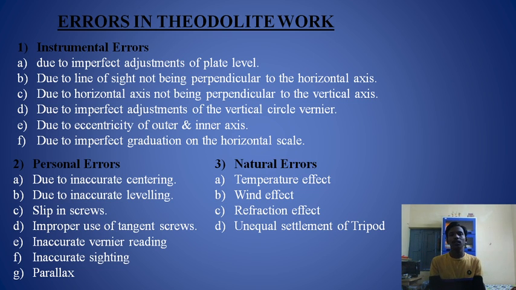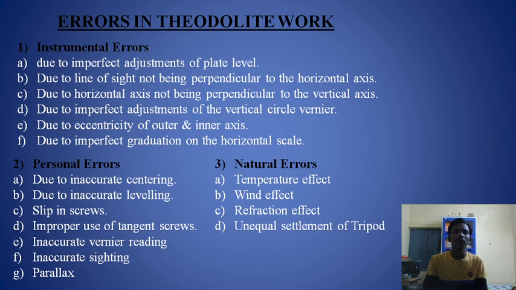Now let's start with instrumental errors. Instrumental errors mean the instrument itself is not correct, which means the instrument is somewhat compromised. The first one is due to imperfect adjustment of the plate level. If the bubble tube is not coming to the center when you level the instrument, then the sensitivity of the bubble tube is lost. So that is an instrumental error.